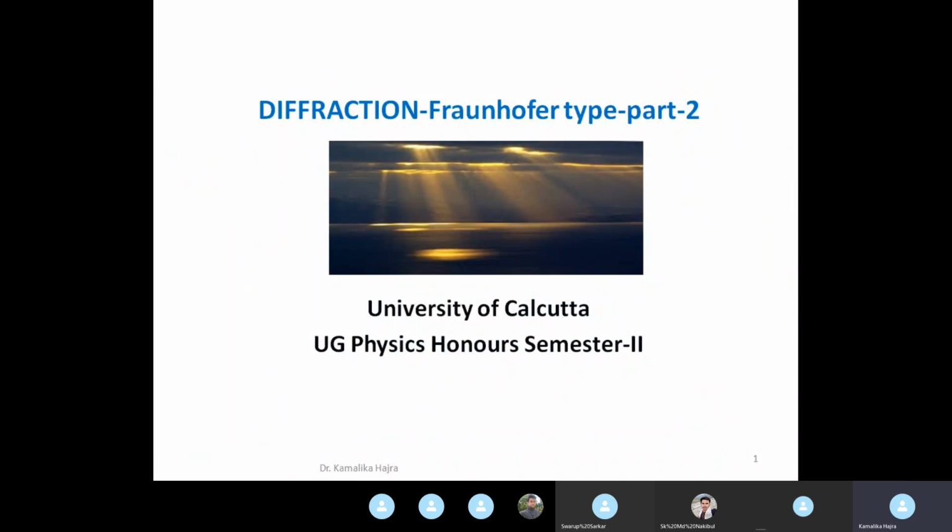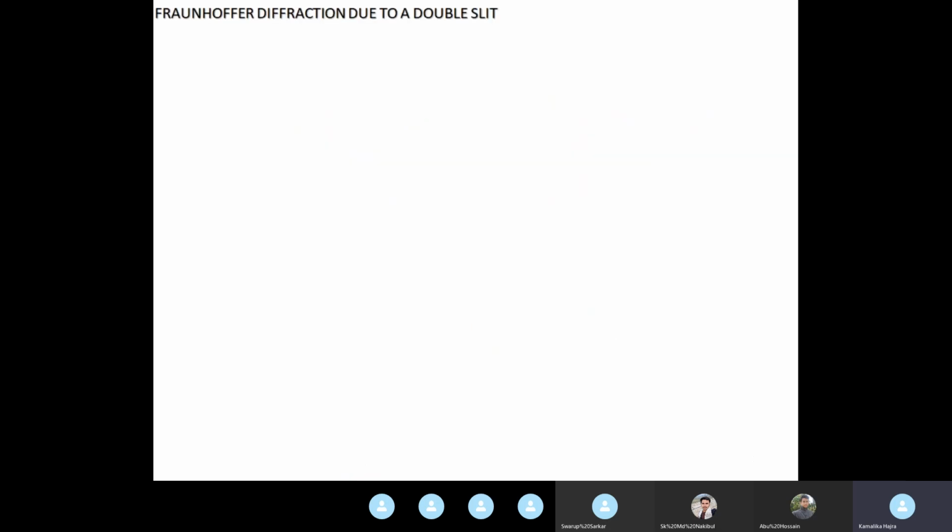So again, Fraunhofer diffraction. This is the second part of our lecture, and in the previous class we did single slit diffraction, and from today onwards we will do more than one slit, that is double slit and multiple slit diffraction and applications there. All right. Okay. So Fraunhofer diffraction due to a double slit.